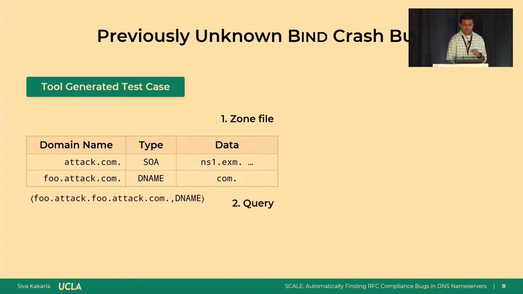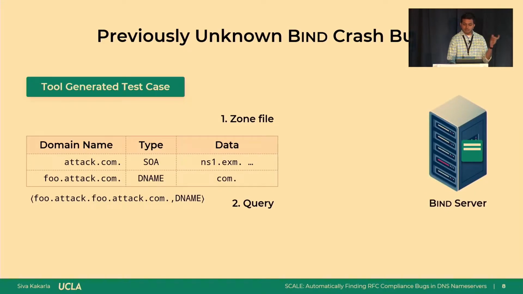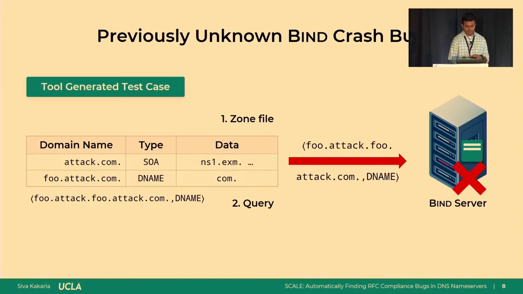The second component is the query, which has a domain name and a type. If the BIND server uses this zone file to answer this query, then it crashes. This simple-looking test case has a lot of dependencies that need to be satisfied to crash the server.